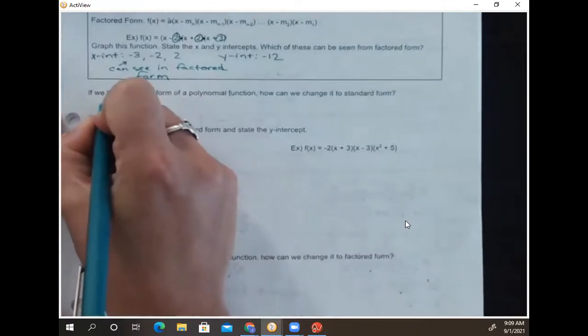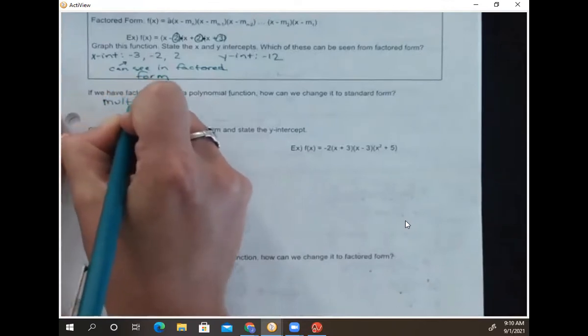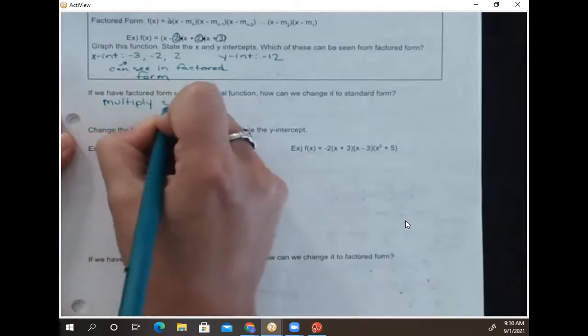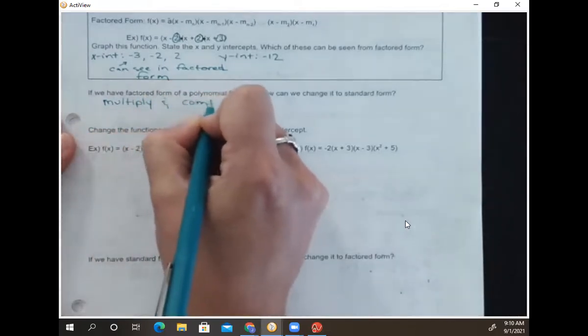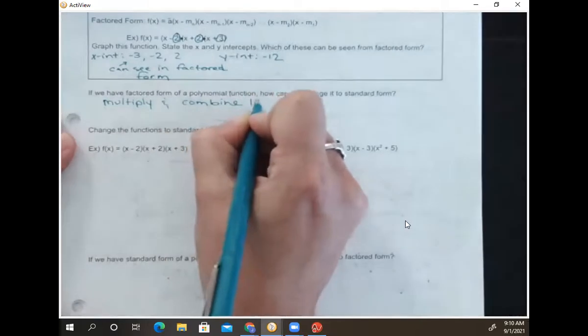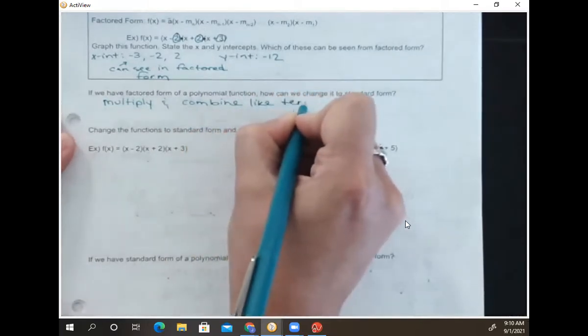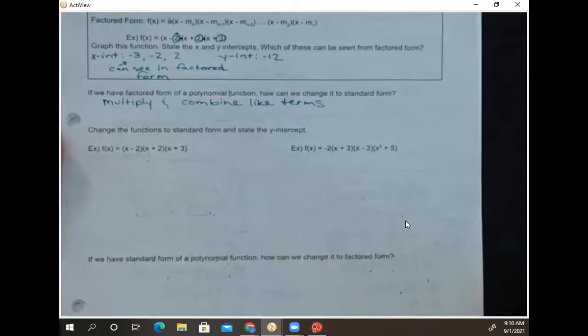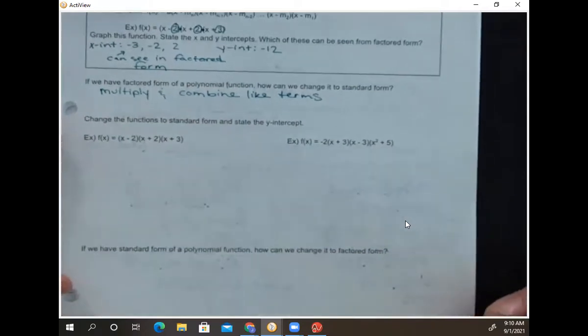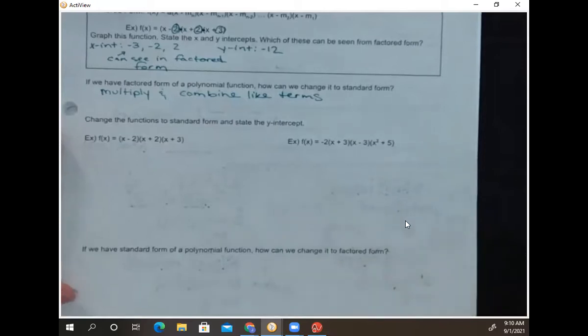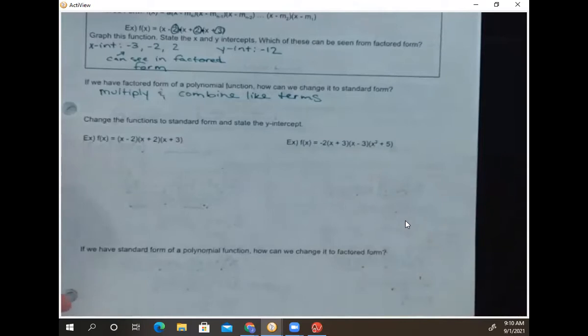So I can distribute or multiply and combine like terms. So that's what we're going to look at today. We're going to change these functions to standard form and then give their y-intercept. Now we've done multiplication already. We looked at that at the beginning of Unit 1. It was on the quiz that you took last week. So this is not a new idea.